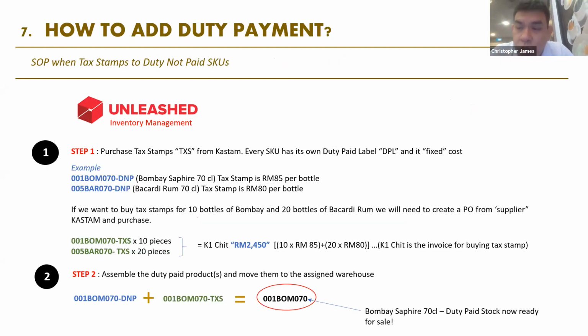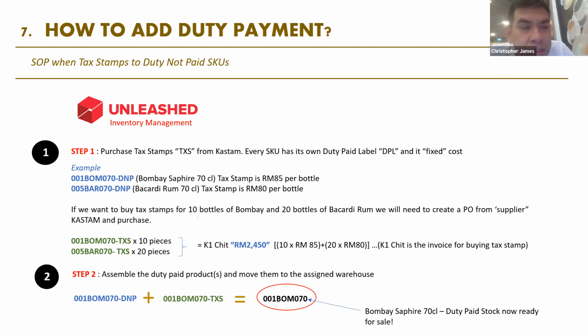So that's it. The next one is duty payment. This is for Adeline. Adeline, are you there? Yes. Okay. Adeline, is there something wrong with your video? Yeah, thank you. Thank you, Adeline.